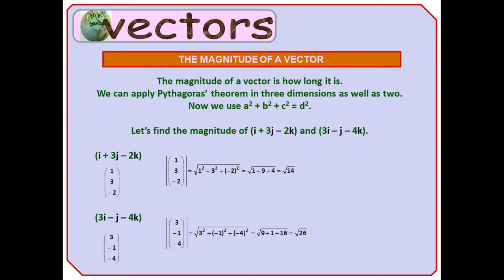Fortunately, we can apply Pythagoras' theorem in 3 dimensions as well as 2, so we use a² + b² + c² = d². Let's find the magnitude of i + 3j - 2k. We square the numbers, add them, square root, and we get root 14. And similarly, for 3i - j - 4k, we get root 26.